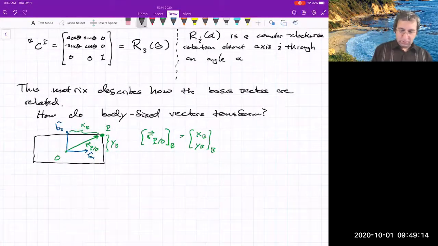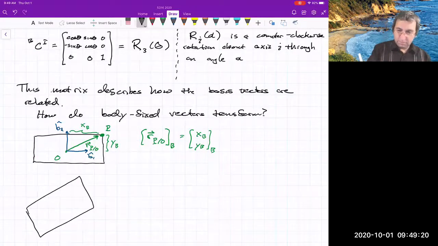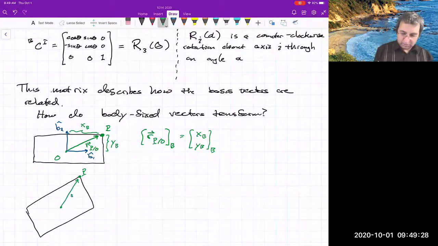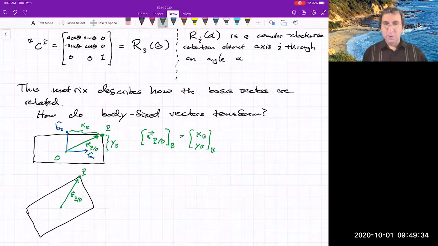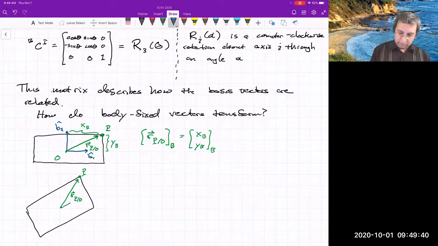So let me sketch what I'm talking about. As this thing is rotating, so it's got some rotation, the point P now is here. The vector, I want to write what this vector looks like, R_PO, but as seen with respect to the inertial frame basis vectors. So I've got my basis vectors B1, B2, and then I've got the inertial frame, inertial directions, I should say, E1 and E2.